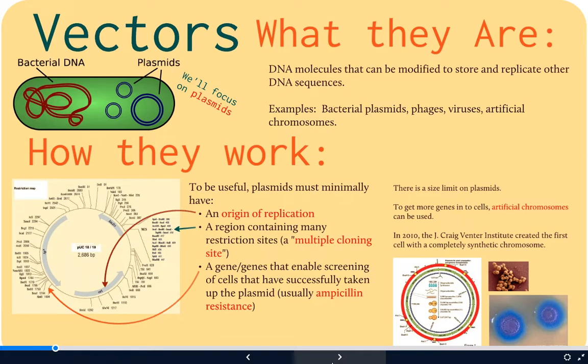And to be useful, the plasmids must have the origin of replication, a region containing lots of restriction sites, and genes that enable screening of cells, which we'll look a little bit more closely at when we talk about bacterial transformation. There is a size limit on plasmids. To get more genes into cells, artificial chromosomes can be used, and artificial chromosomes can act like a storage genomic library for us to store DNA in.